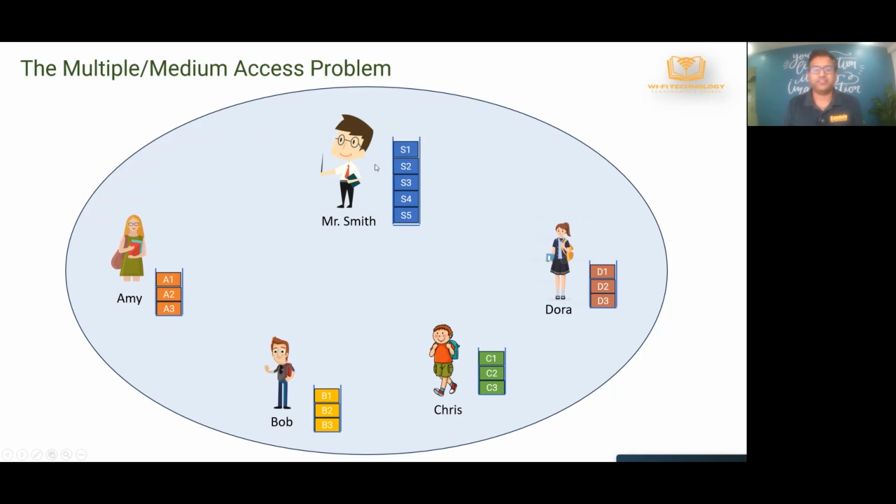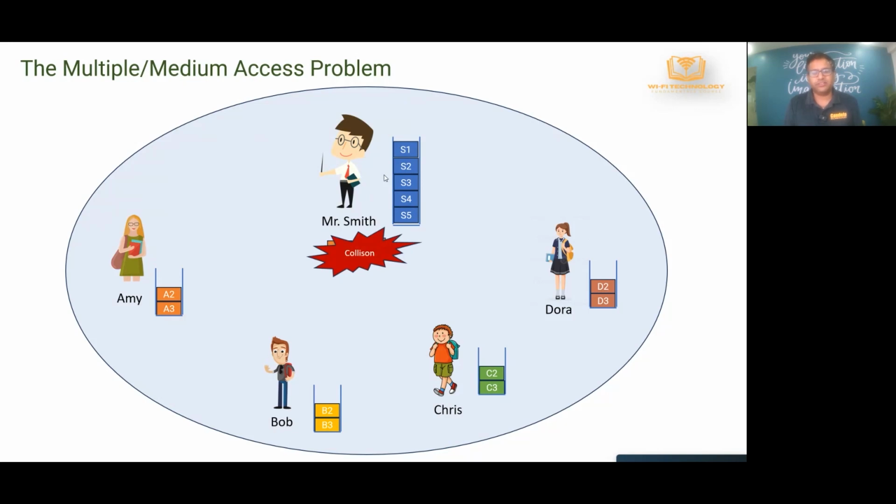So if you take that simple example, now since we are not using scheduled access, all 4 students might actually sense the medium, because they all have information to send. Amy has 3 packets to send, Bob has 3 packets to send, Chris has 3 packets to send, Mr. Smith also has packets to send. He has information to send, right? So let's say they're all wanting to send information at the same time, and they're all sensing the medium. They all saw the medium, and right now the medium is free. So then they start transmitting. So all 4 of them transmit packets, and then there is a collision, right?